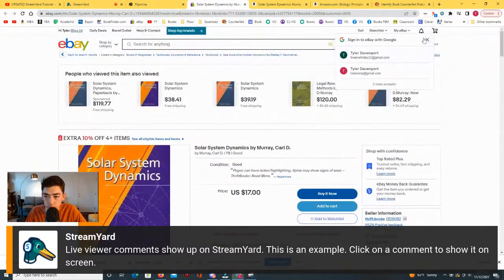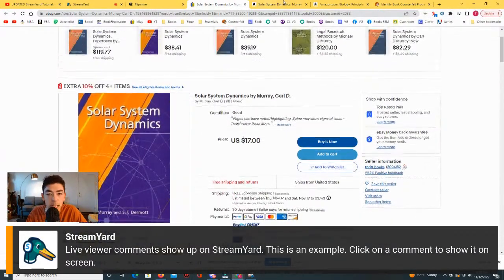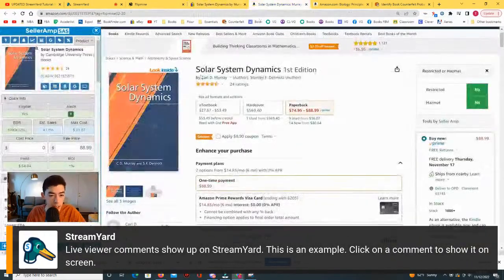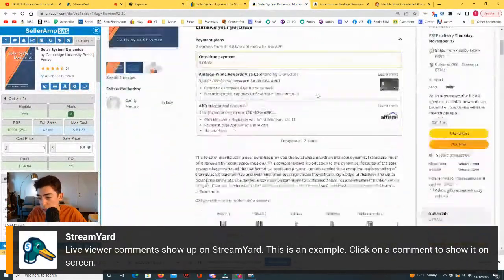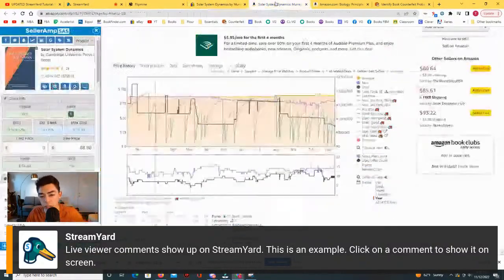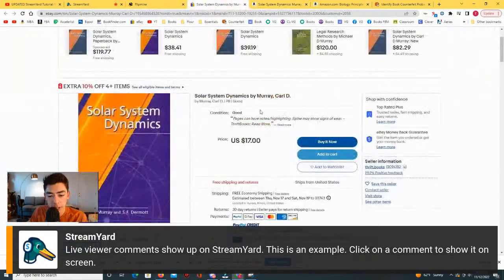Okay, so $17, Solar System Dynamics. Is that the same book? It looks like the same book. Okay, you can buy it for 36 over here. This is a book that right off the bat I'm thinking I'm probably going to buy. Why? Because I can buy it for $17 on eBay right now from Thrift Books.